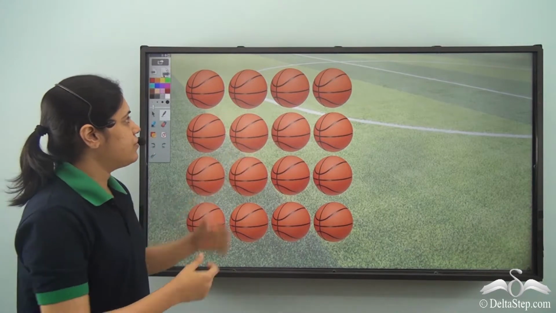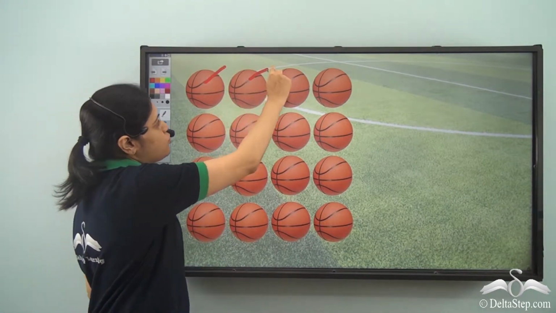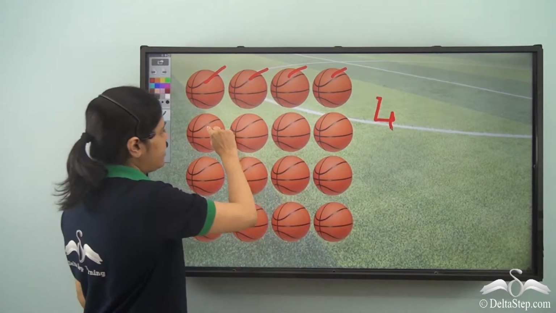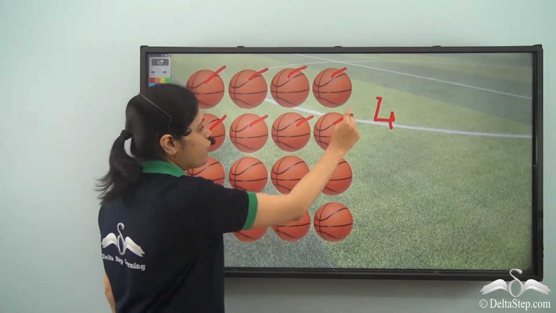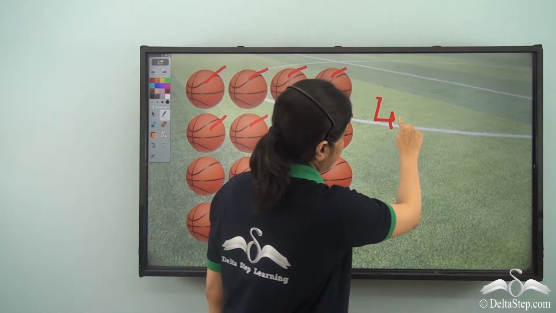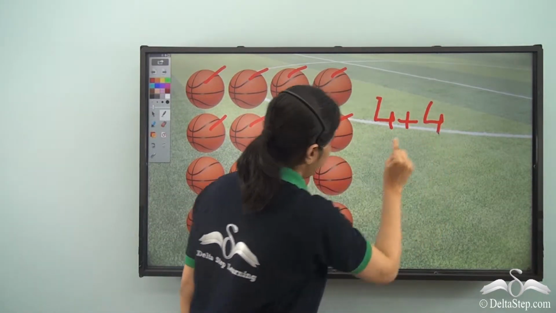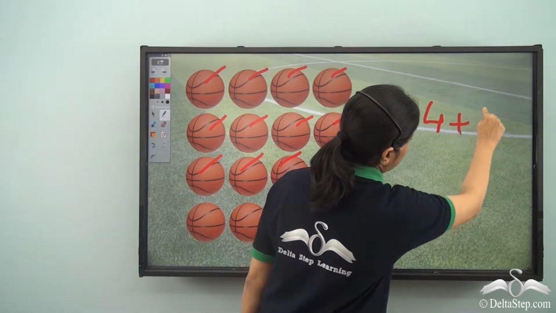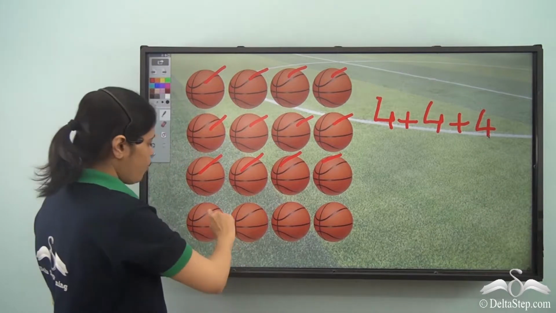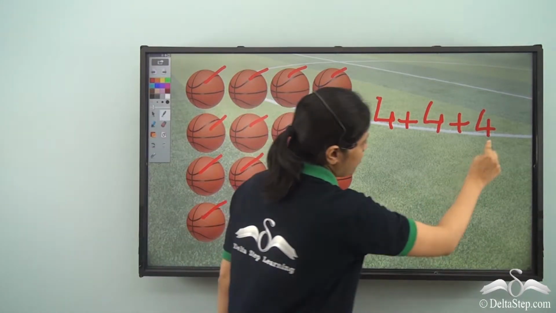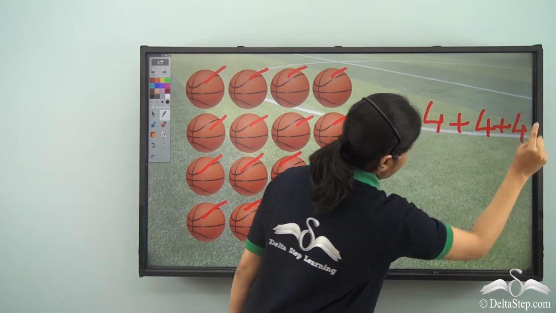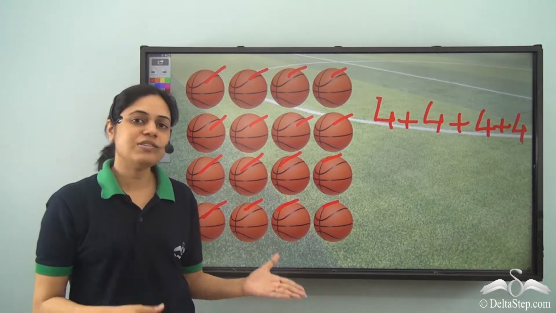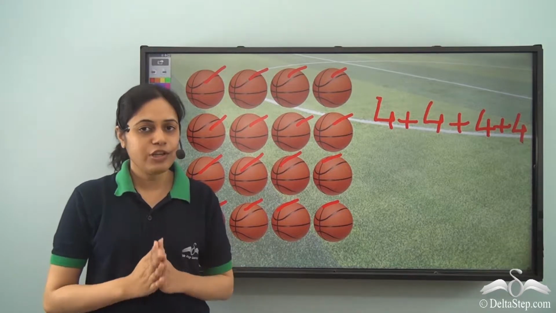How many balls are here? We have 1, 2, 3, 4. 4 balls here. Then 1, 2, 3, 4. 4 more. Then 1, 2, 3, 4. 4 more. And 1, 2, 3, 4. 4 more. So if you want to find how many balls are here in total, what will you do?